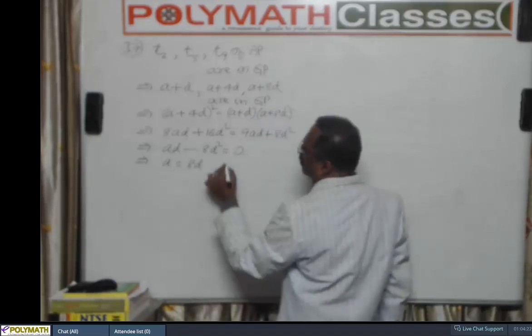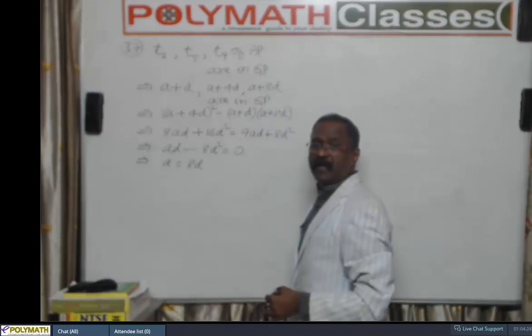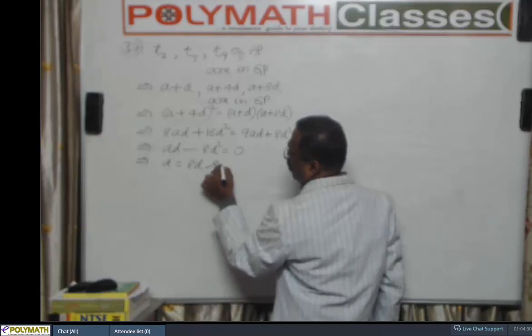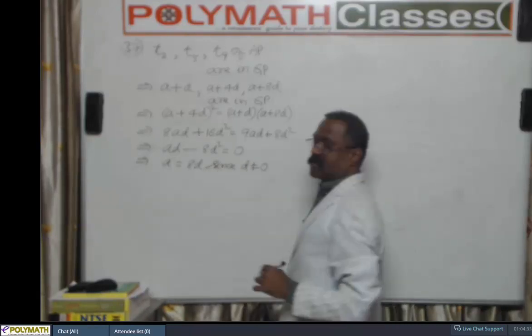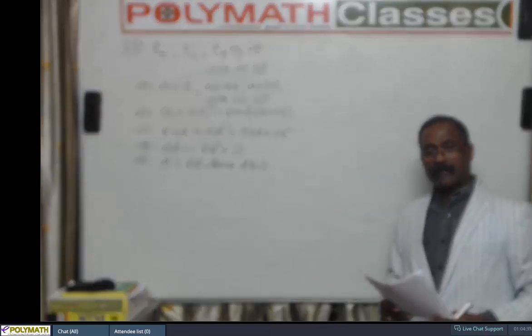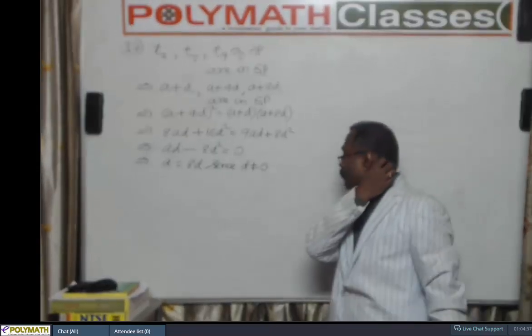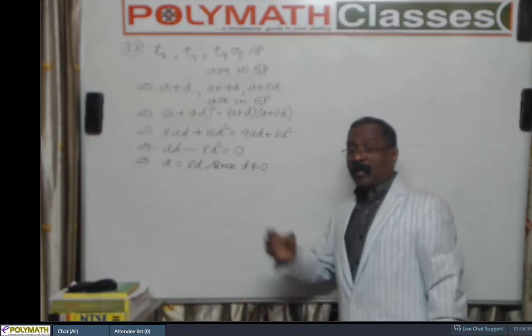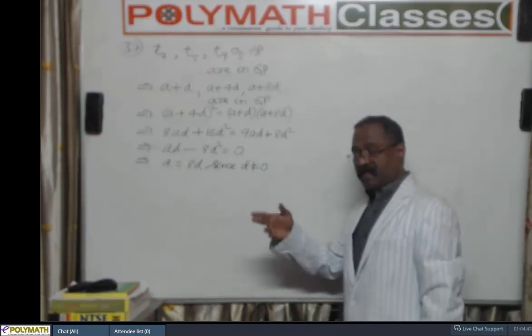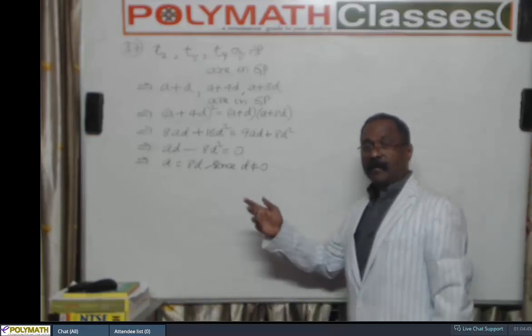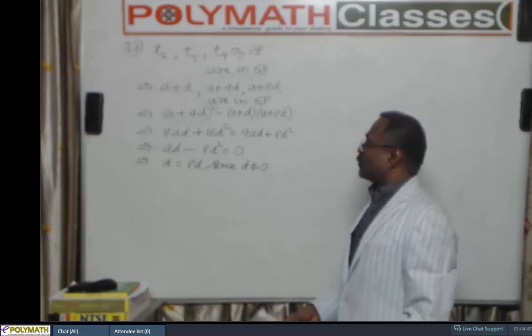You can divide with D, not a problem, because it is given to be a non-constant AP. So D is not equal to 0. Otherwise, one more solution you will get. Like if D is 0, you can take all the terms equal. But that is the reason why he gave it as non-constant AP. A is equal to 8D.